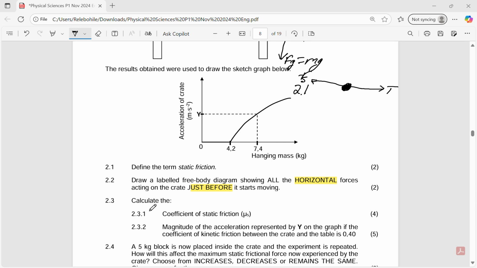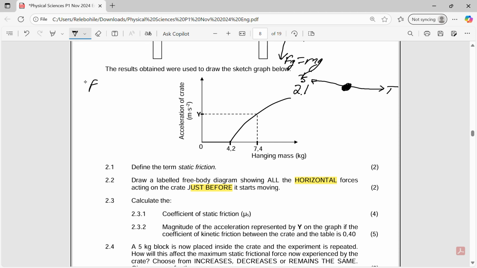All right, the next question, guys, says we have to calculate the coefficient of static friction. So for us to do that, we have to start by looking at the formula for static friction, and it's going to be Fs max is equal to the coefficient of static friction multiplied by the normal force. But before we go to this formula, because this formula is just for us to know that what we want is there on this formula. This is what we want. But before we go there, guys, let's look at our free body diagram.